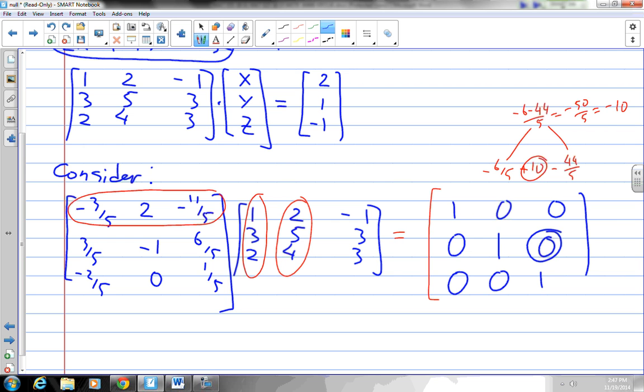We have to multiply the second row by the last column, right? So if I do that, we get negative 3/5 minus 3 plus 18/5, right? Negative 3 plus 18 is 15/5 minus 3. 3 minus 3 equals 0, right?